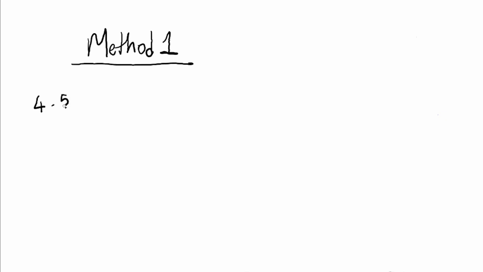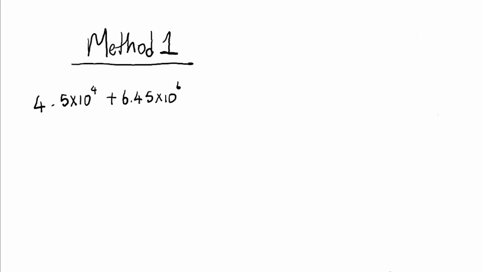Let's get started. There are two methods you can use when you're adding and subtracting in standard form. The first is pretty simple, so we won't be spending much time on it. Method 1, let me explain using an example. Here we have 4.5 times 10 to the fourth power plus 6.45 times 10 to the sixth power.